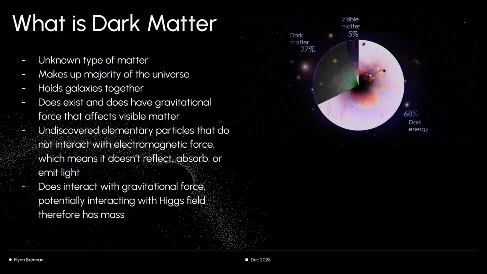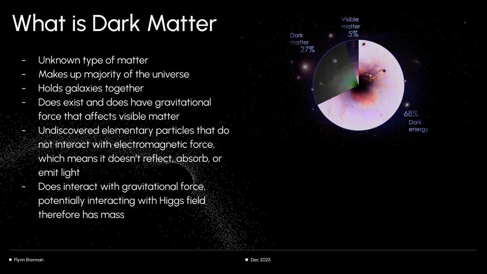So, we know we can't see dark matter, but what does this mean in physics? Dark matter is hypothesized to be made of undiscovered elementary particles. These mysterious particles do not interact with the electromagnetic force, which means that it doesn't absorb, reflect, or emit light. It does, however, interact with the gravitational force, as seen by the strong effect it seems to have on visible matter. This also leads scientists to believe that dark matter does interact with the Higgs field as well, and does indeed have a mass.